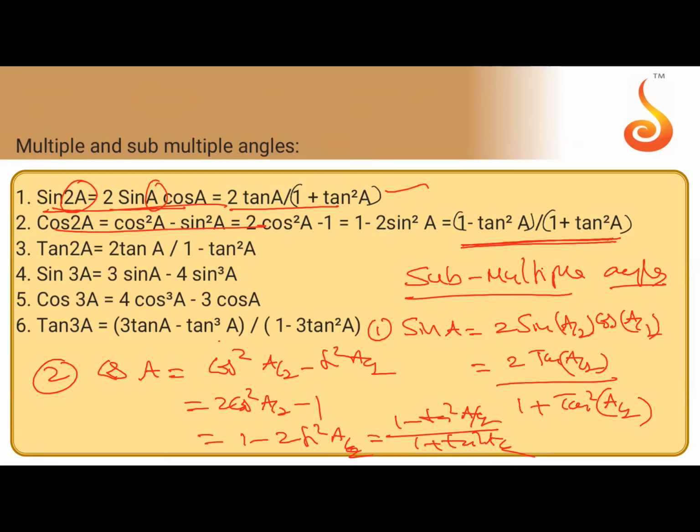How does A by 2 cancel? A by 2 is an angle. How does A by 2 cancel? Okay, and just a minute.